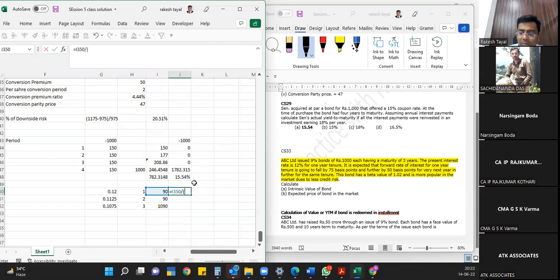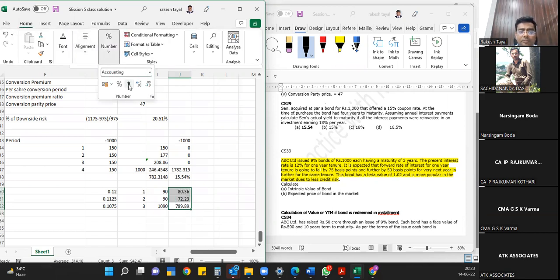90 divided by, what is the discount rate? 0.12. 90 divided by the discount rate, which is 1.12 multiplied by 1.1125. Here again, this is the basic concept. This divided by 1.12 multiplied by 1.1125, giving 1075. Sir, why did you multiply by three different rates?